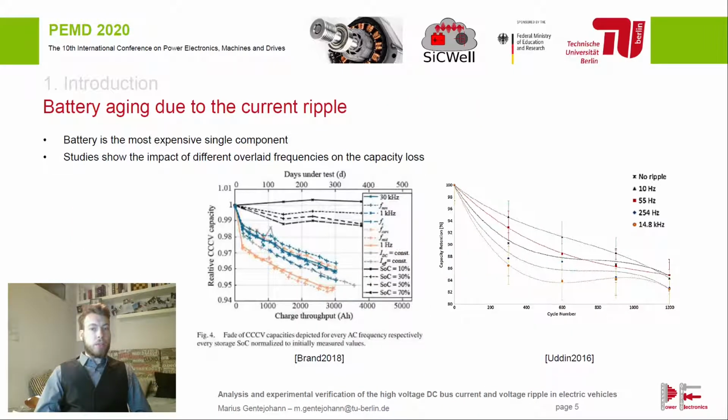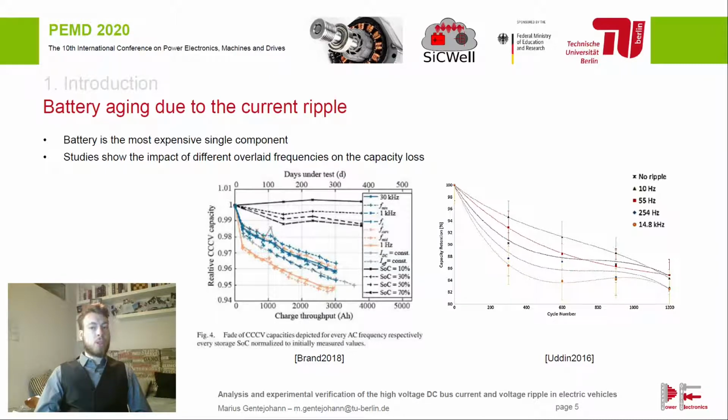In electric vehicles, the battery is the most expensive single component, and its aging is of great concern. Among other effects, the current ripple on the DC bus can increase the capacity loss of the battery, as two studies show. The capacity loss depends on the frequency of the overlaid AC current. However, both studies detect different frequencies as critical. For example, 1 Hz on the left and 15 kHz on the right. So it is not clear if the switching frequency of the inverter is that critical for the battery aging.